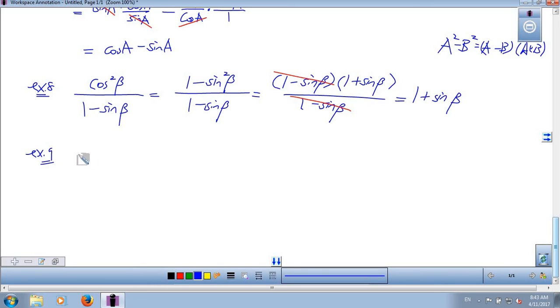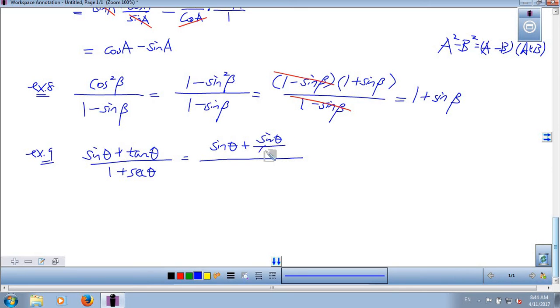I know we're doing a lot of examples today, but it's good for us to do several examples so that we can get a good idea of different techniques we need to use to help us simplify expressions. Alright, so you have sine theta plus tangent theta divided by 1 plus secant theta. In this kind of fraction, let's again write them as fractions. Write tangent as sine over cosine, and let's write 1 over secant as 1 over cosine.